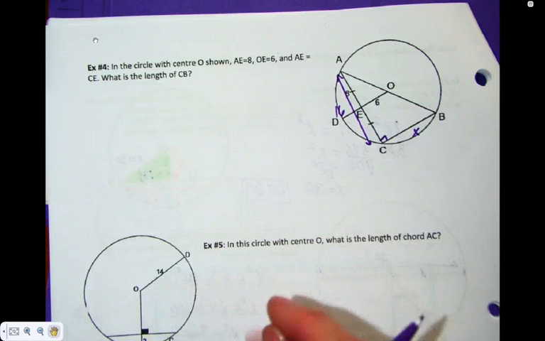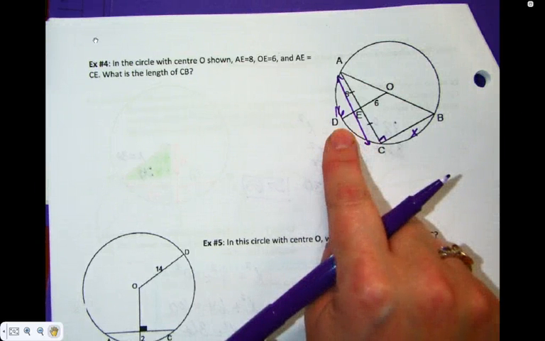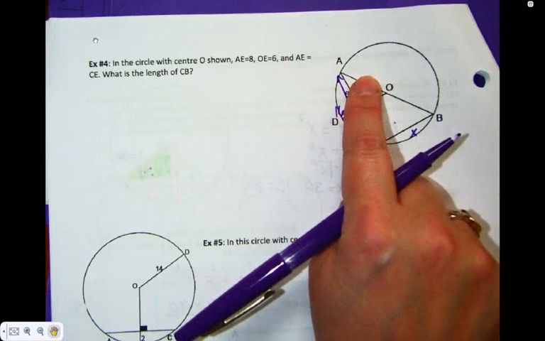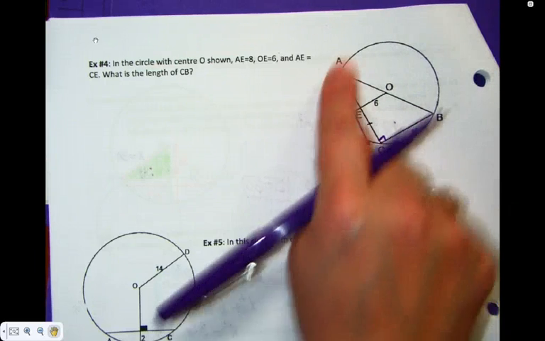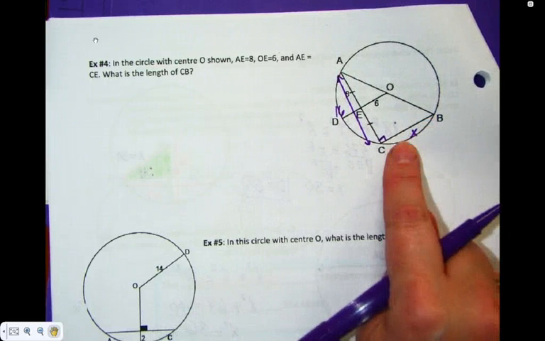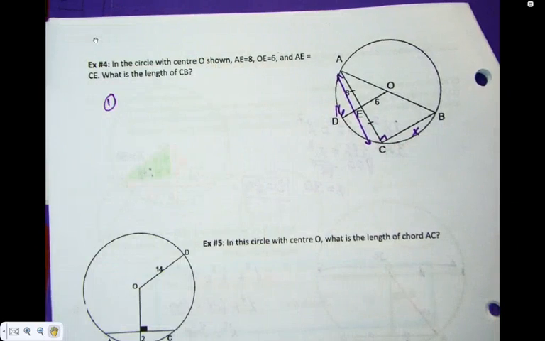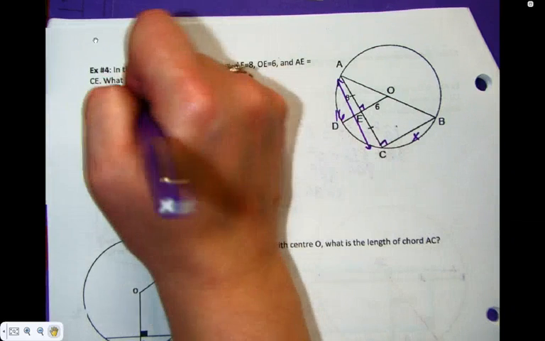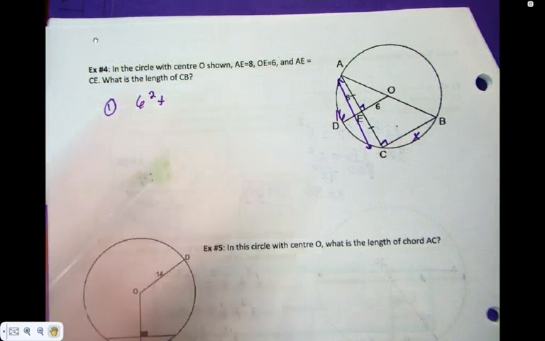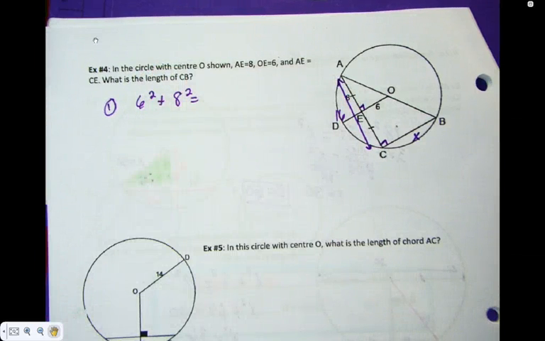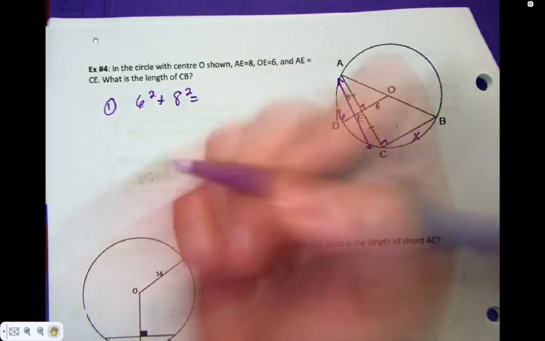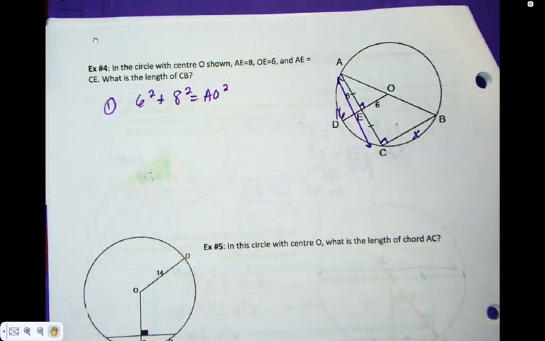So this one's actually combining the two properties. We're going to first use the chord property to find AO. Then we're going to use the semicircle property to find CB, so two-stepper. So step number 1, we're going to use this little triangle here with our bisecting radius. 6 squared plus 8 squared. Now we can't call it x because I've already written an x over here. We can call it y. We can just call it AO if you prefer, whatever you like.